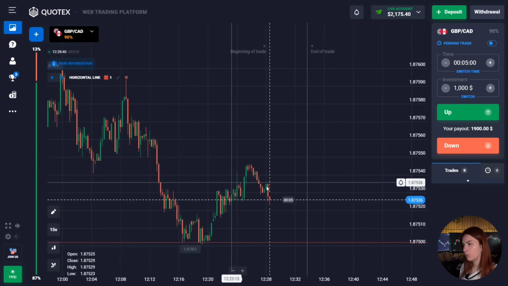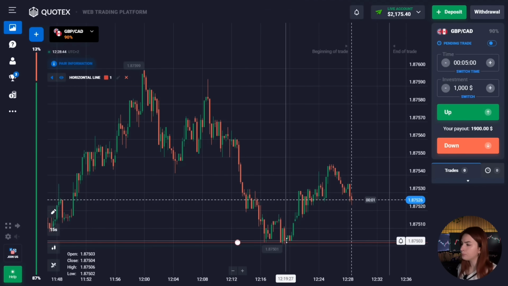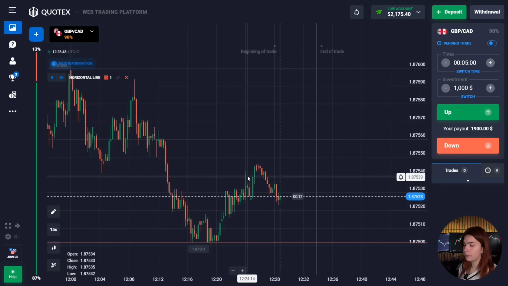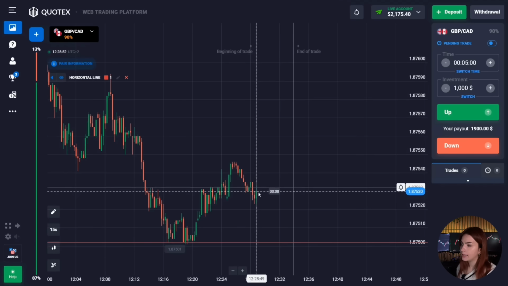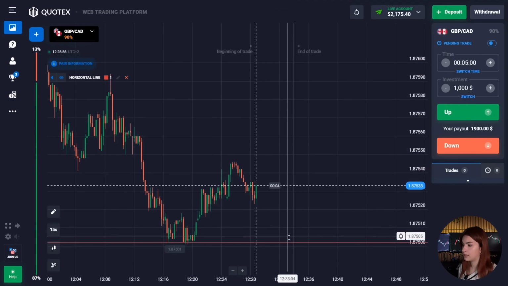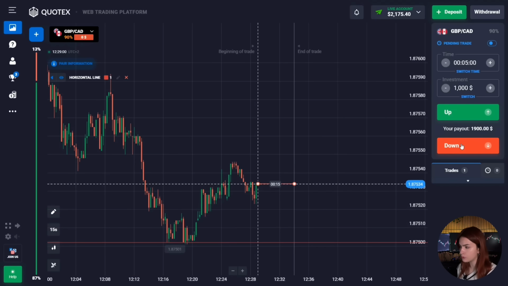As you can see, there was a downtrend. Additionally, there is a support level at the bottom. So there was a rebound from this level, and after this rebound, the price turned around and is approaching our level again. At the same time, we can see there's still room before the support level, and in this case, I just opened a 5-minute deal to go down on a downtrend.